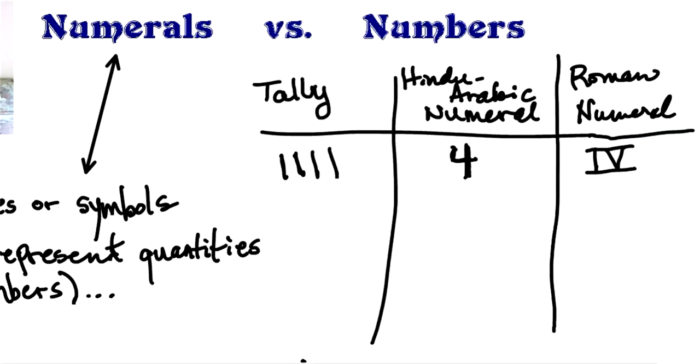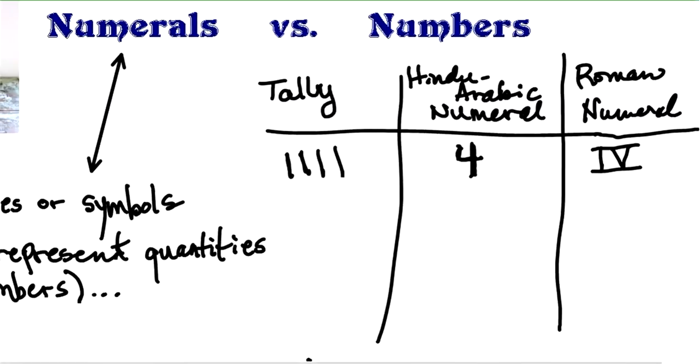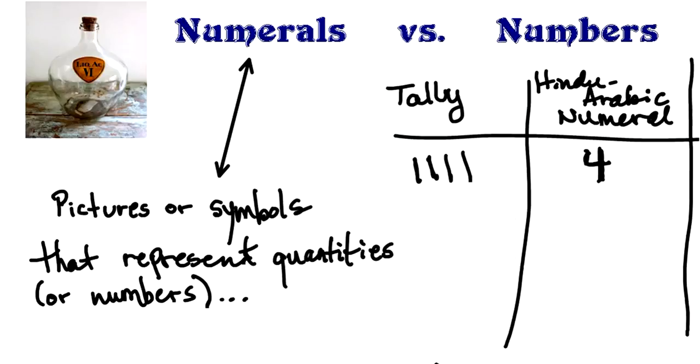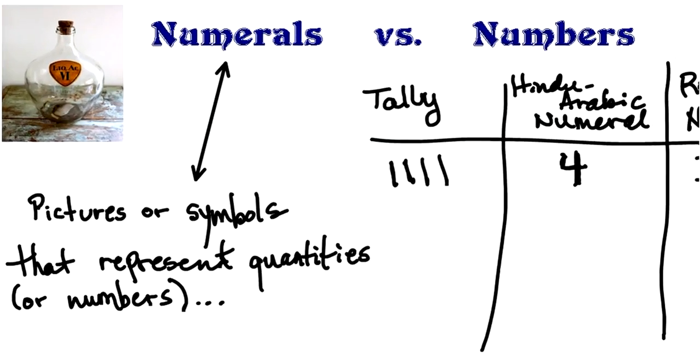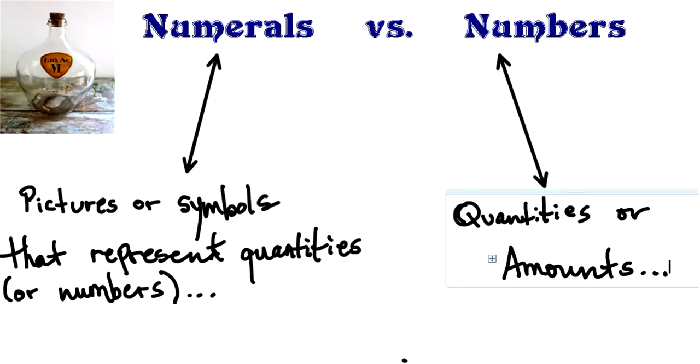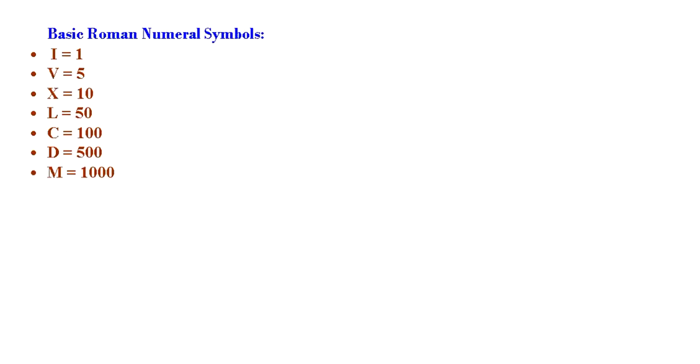So what we're talking about today is the idea of Roman numerals. These are numerals, and so just by default you can get the idea of what numbers are. Numbers are the actual quantities that are represented by the numerals. So we'll say that numbers are quantities or amounts. Now, since the dawn of time, there were many numeration systems or symbols from different cultures that represented different amounts. But we're going to focus here on the Roman numeral system.